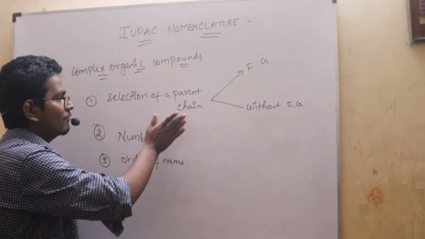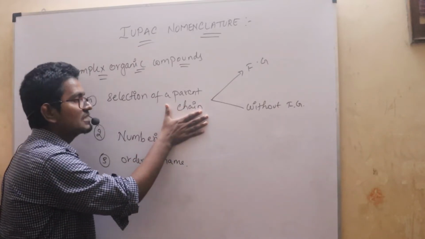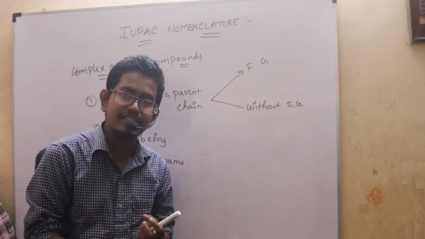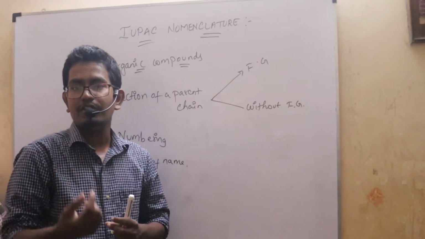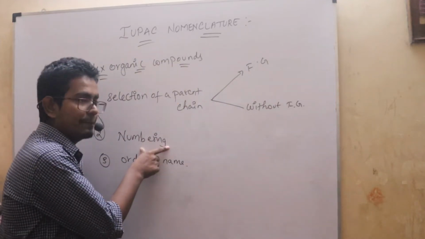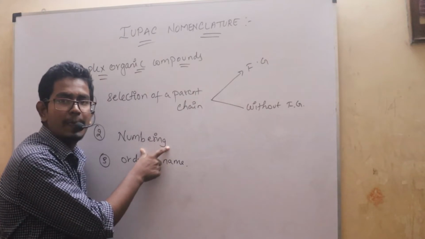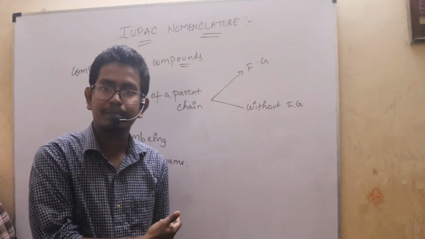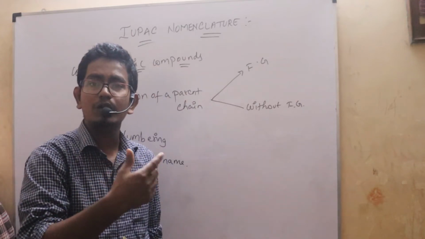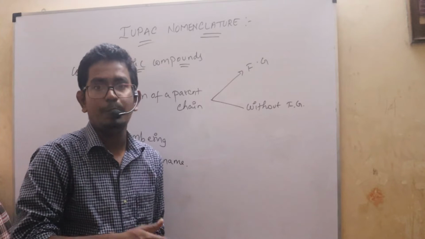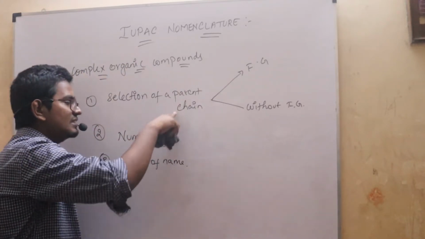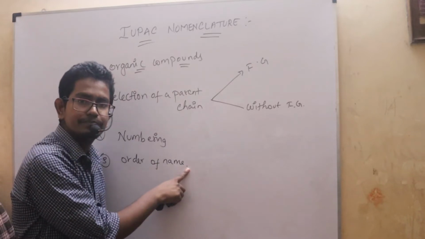Now we are proceeding with the first step, selection of the parent chain. We will see first without a functional group how to select the parent chain, and then we will study with a functional group. After that, we will also give the numbering to the parent chain, and we will learn in which way to give the number and to what we should give the preference. So many things are there. For the naming of complex compounds, these 3 steps are very important.